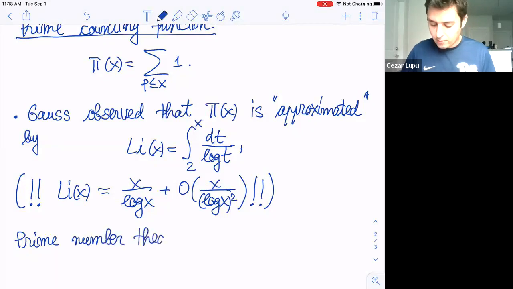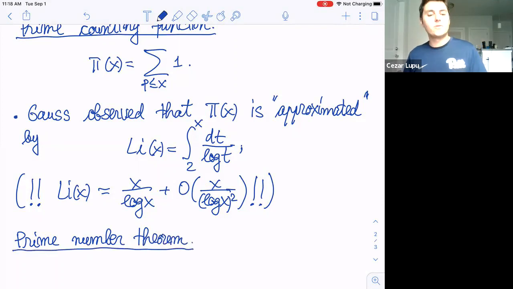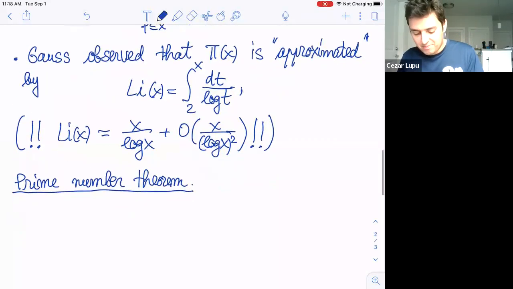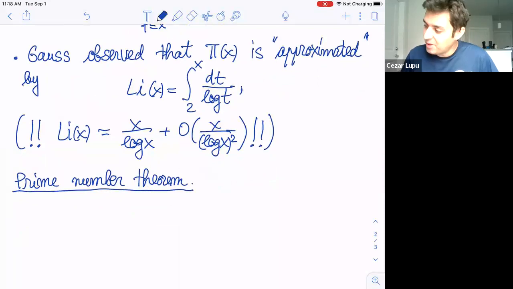In fact, in the late 1800s and even after that, they awarded even a Fields Medal for anyone who could find a real elementary proof of the prime number theorem without using complex analysis. But anyway, this happened in the 1930s.